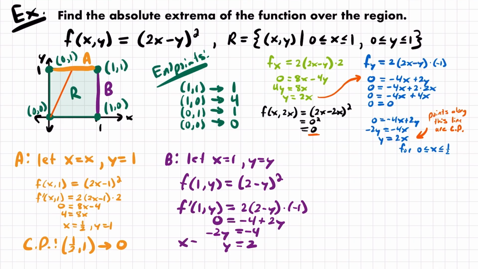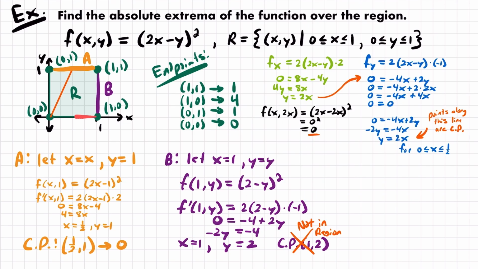So we have x equals 1 and y equals 2, giving us a critical point of (1, 2), but that point is not in our region, right? You always want to check this. You want to check if the critical point you find for a boundary curve is actually in the region, and the point (1, 2) would take you outside of this region, right? We're not working with any values of y bigger than 1. Y has to be between 0 and 1, so this is not in the region. So that point is not in contention for being an absolute max or min for this function over this region. All right, but that's it for boundary B. Let's move on to our third boundary.